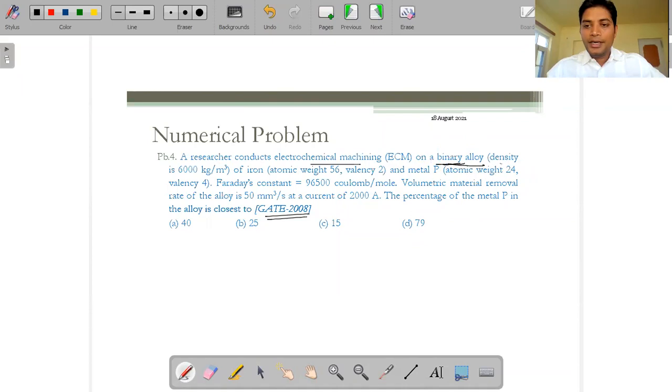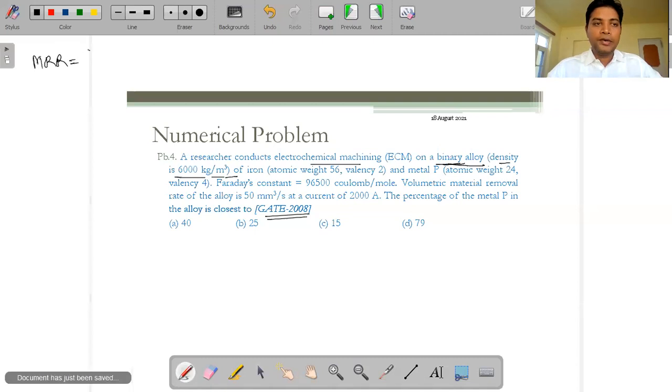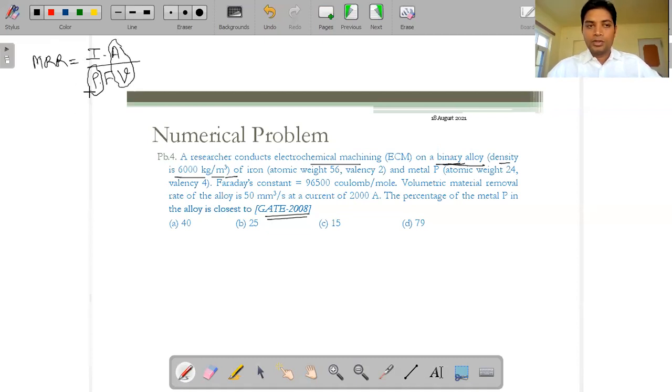The binary alloy has a density of 6,000 kg per meter cube. Please let me explain, guys, what is the meaning of that. MRR, that is material removal rate, in terms of density and volume, will be I into A upon rho into F into V, where V is the valency. Sorry, valency. Here rho is the density, and A by V is the electrochemical equivalent. But this is a binary alloy, and it is mentioned that the density of that binary alloy is 6,000 kg per meter cube.